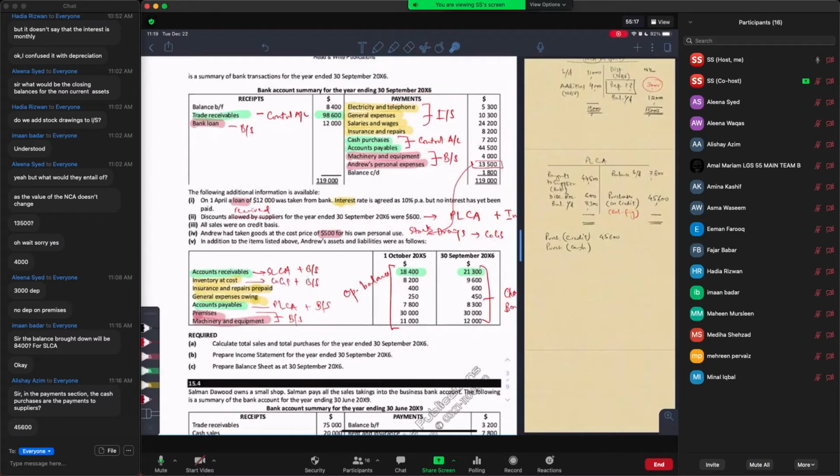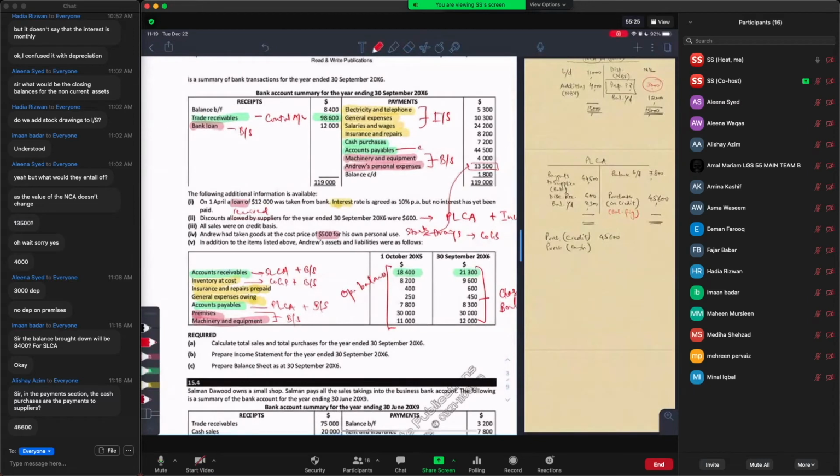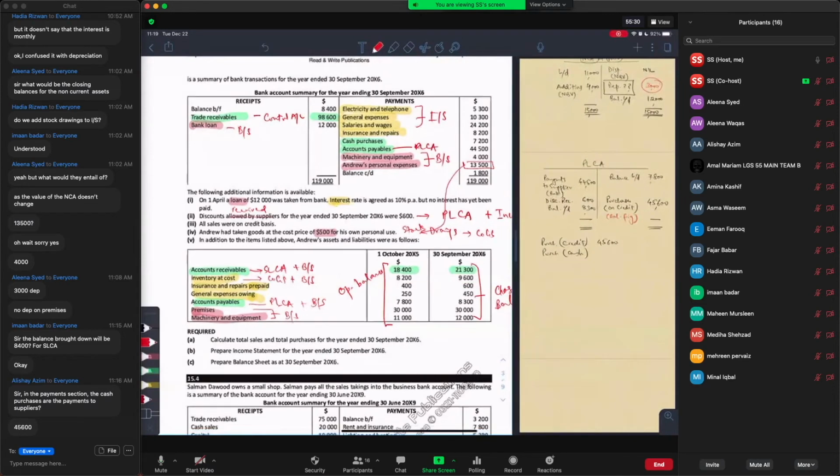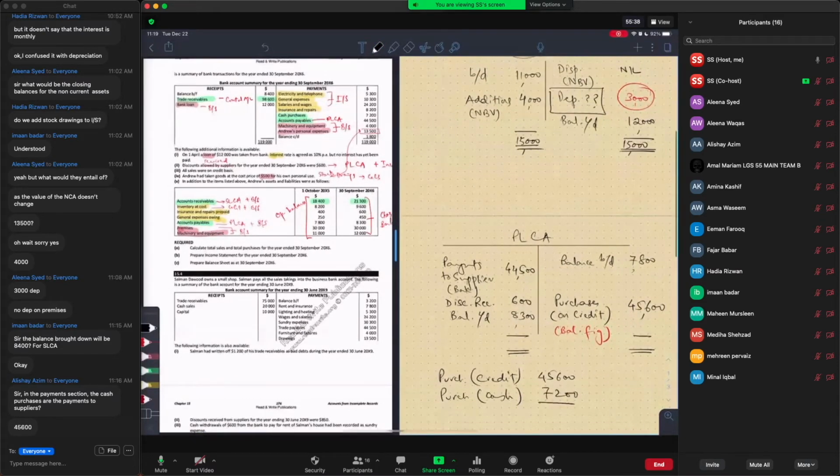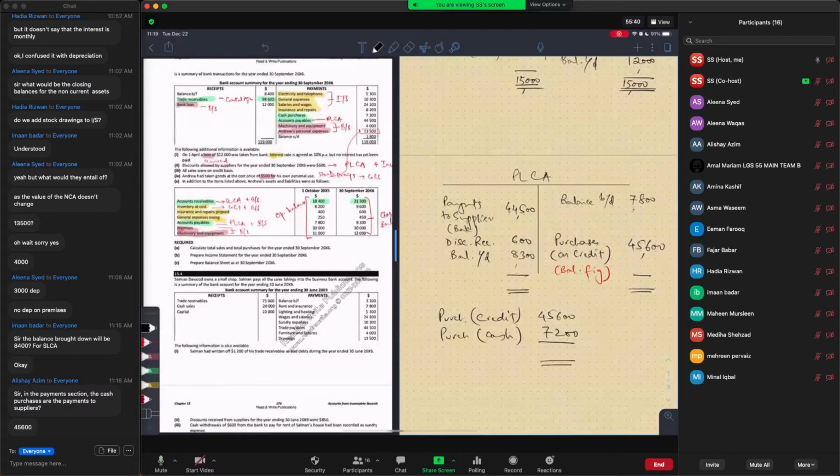I should not have written this, sorry. This is your control account, purchase ledger control account, right? So cash purchases is 7,200. So we have $7,200 here, and that is going to give us the total purchases, right? $52,800, right? That's our total purchases. Yes or no? Please give me a green check if we agree with the calculation of total purchases.